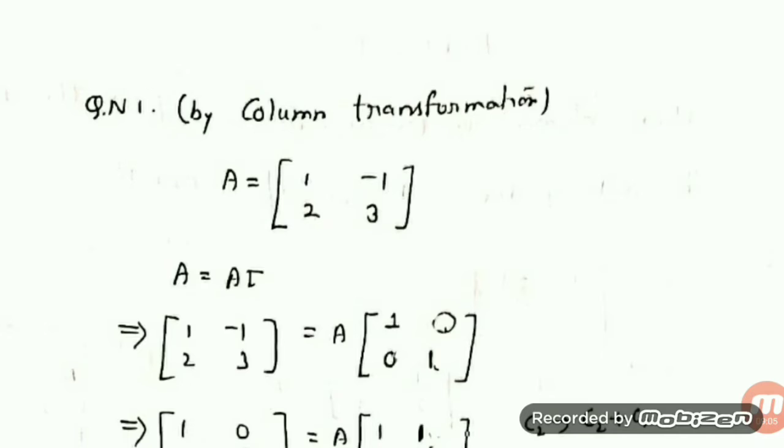You can prefer any one of them, row transformation or column transformation, it is your own choice, but you should not mix them. That is the main important thing. Here you see I'm going to use the column transformation. This is your first matrix A. As I told you, you have to write down A is equal to AI, not IA, in this case. So put the value of A on the left side and I on the right side.